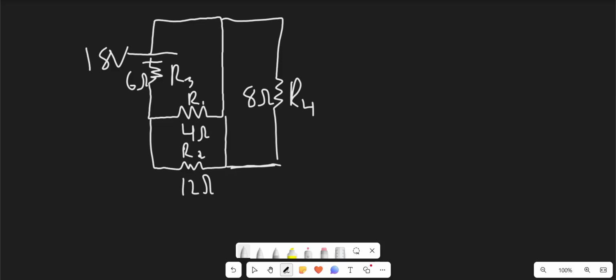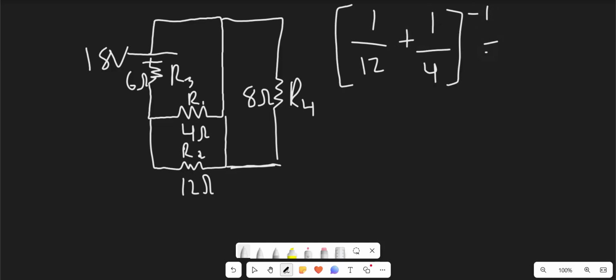So that's going to be 1 over 12 if we use the inverse formula we had earlier, plus 1 over 4, raised to the -1 power, which will simply give us 3 ohms.